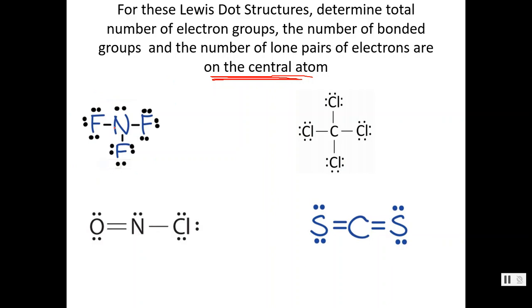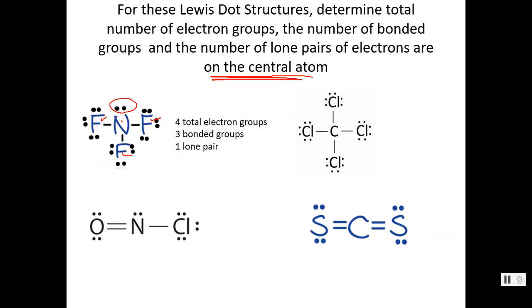Let's start with this first one, NF3, nitrogen trifluoride. If I asked you how many electron groups were on the central atom being nitrogen: the number of electron groups include not only bonded atoms, which in this case there are 3 fluorines, they also include number of lone pairs. So aside from the 3 bonded fluorine atoms, there is 1 lone pair of electrons on the nitrogen. So there are a total of 4 electron groups on the central atom, 3 of which are bonded, the fluorines, 1 of which is a lone pair of electrons.